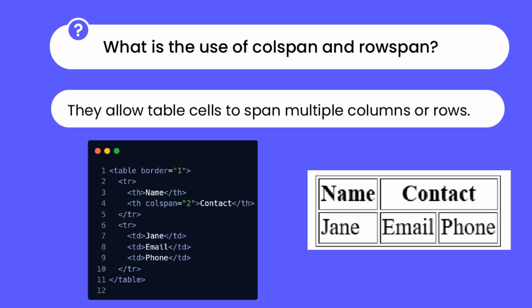What is the use of colspan and rowspan? In HTML, colspan and rowspan are attributes that let a cell span across multiple columns or rows. Colspan makes a cell stretch across two or more columns, while rowspan makes it cover multiple rows. This helps you create more flexible and organized tables by combining cells where needed.